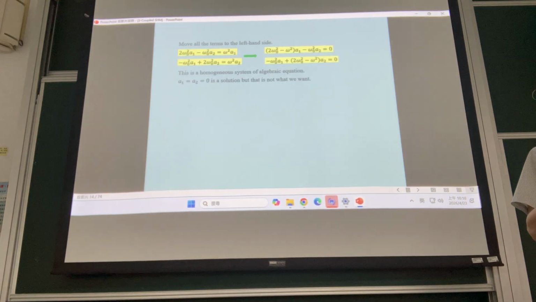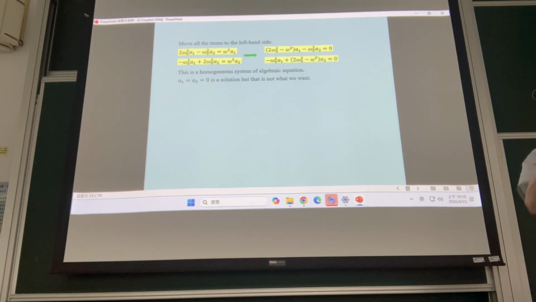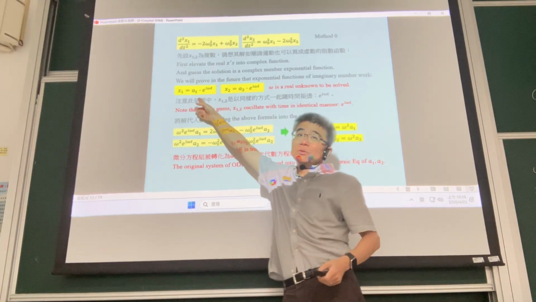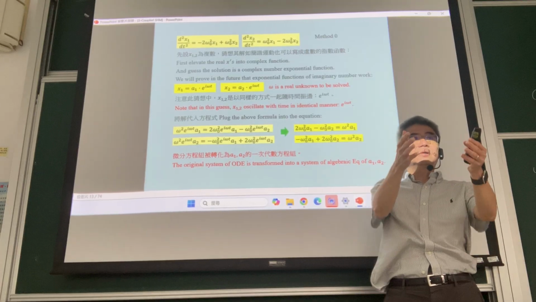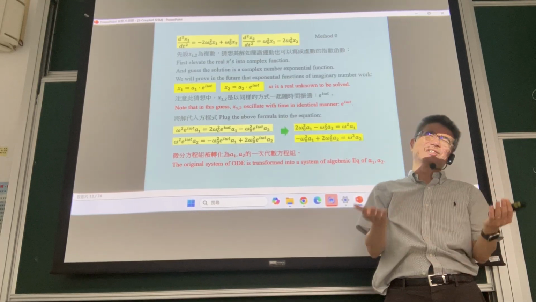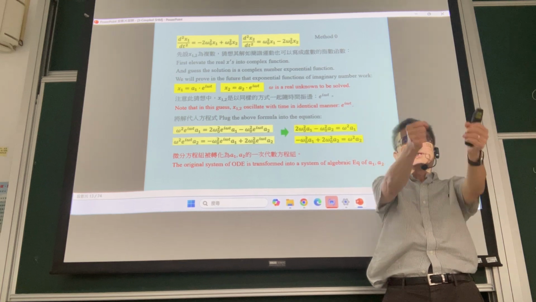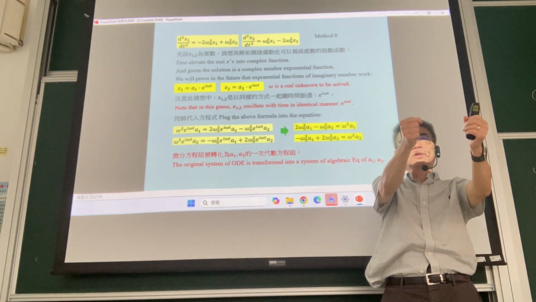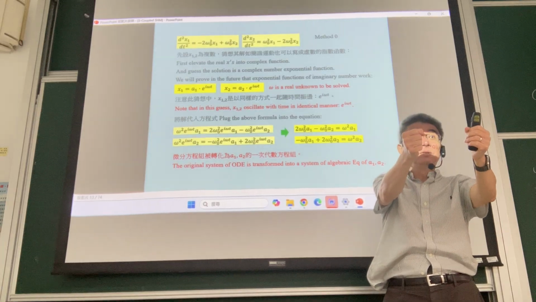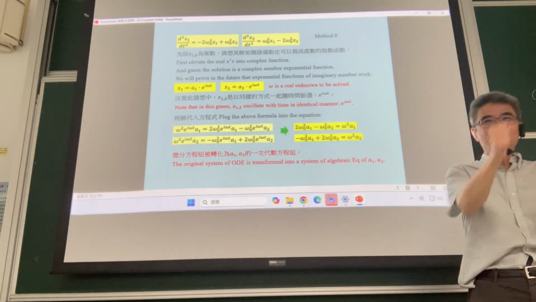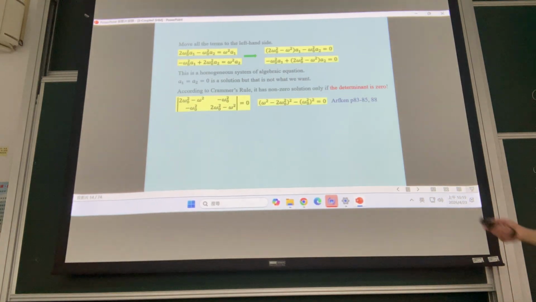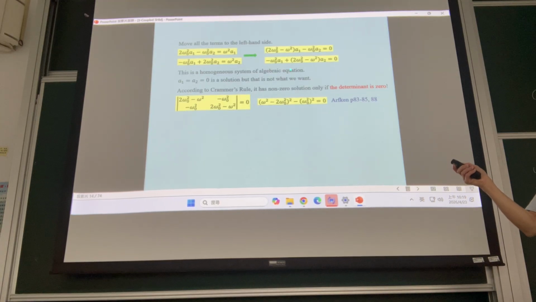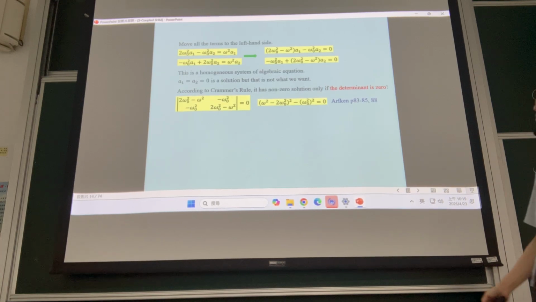But that's not what we want. Remember, A1, A2 are the amplitudes of x1 and x2. So if A1 and A2 are both 0, then they don't move at all. Of course that's a solution, because if we put the two masses at the equilibrium position in the beginning, they will not move. But that's not the solution we want, right? We want them to move and to oscillate. So, in order for this to have a non-zero solution, the only possibility is that the determinant is equal to 0. This is the famous Cramer's rule.